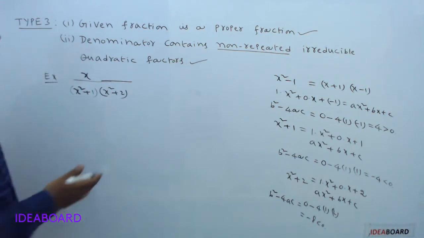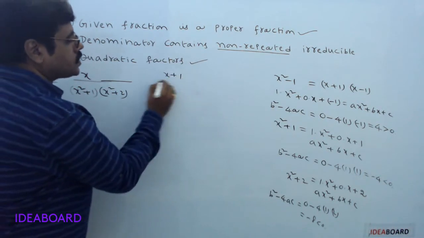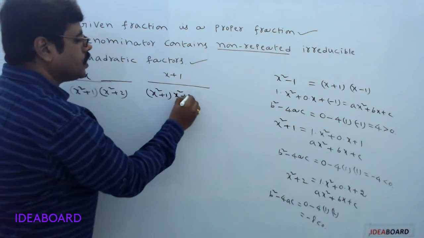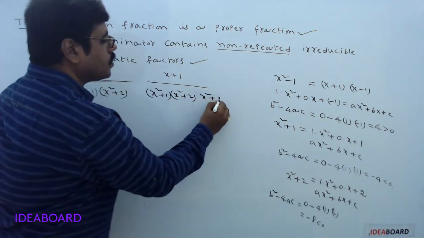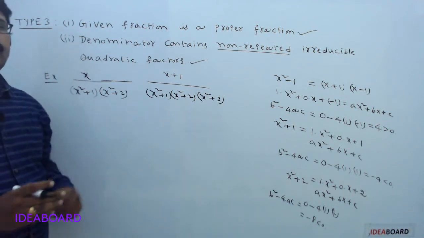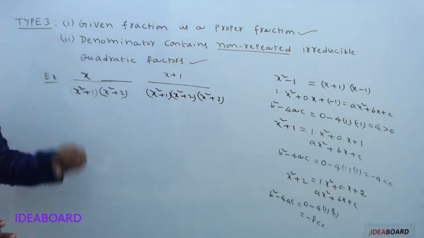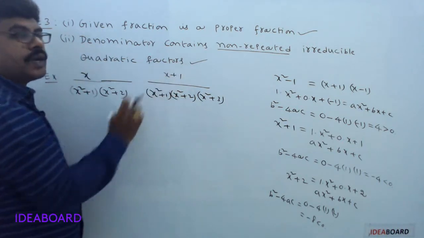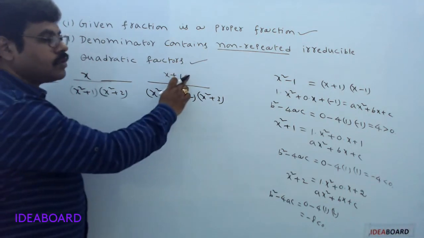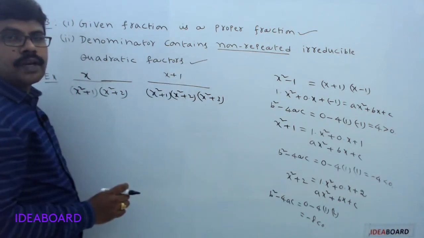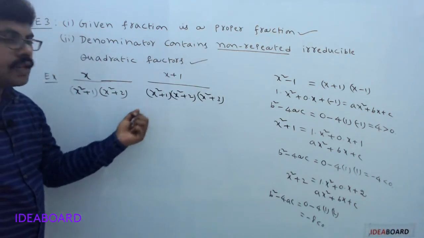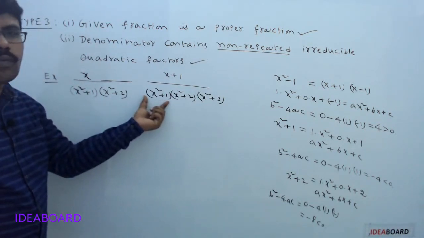Now take one more example. Suppose (x plus 1) divided by (x square plus 1) into (x square plus 2) into (x square plus 3). First verify whether this rational fraction belongs to type 3 or not. Degree of numerator is 1, degree of denominator will be 6. Degree of numerator is less than degree of denominator, so it is a proper fraction.